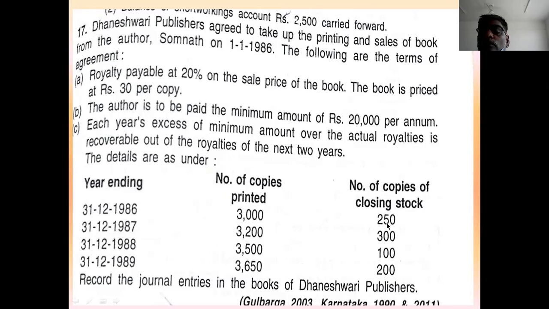That means unsold. Means out of 3,000, 250 are in stock. Means sales is equal to 3,000 minus 250. Okay, 2,750 is the sale. Okay, 3,000 is the printed. 250 are in hand. Okay, then sale is equal to, out of 3,000, 250 are in hand, unsold. At the end of the year, that remaining quantity is sold. Okay, then you have to prepare like this.